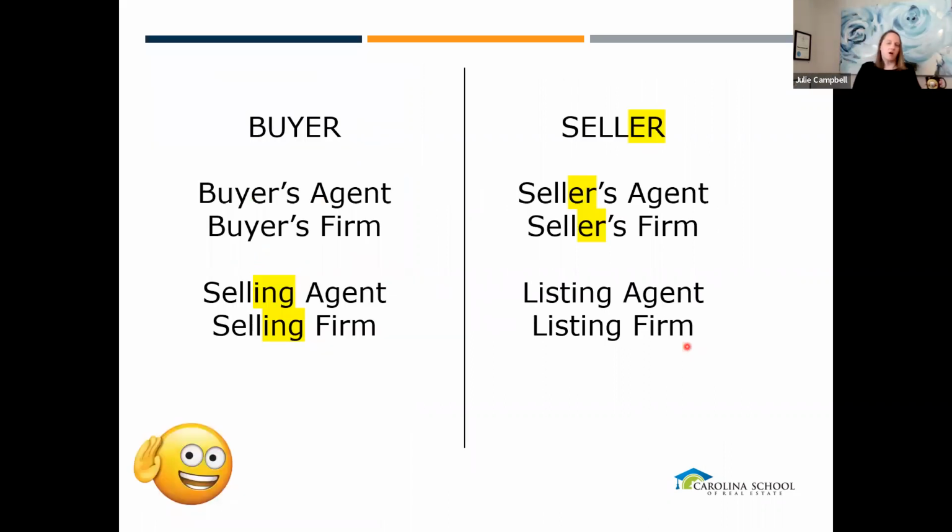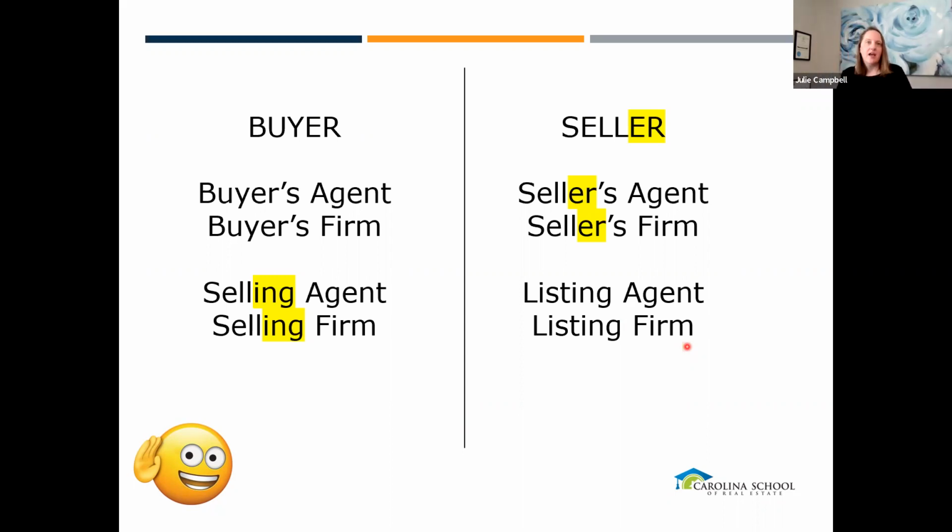Back in Unit 7, before we jump into this, we introduced you to some terminology. So this is a repeat, but we're going to use more and more of this verbiage in Unit 8, particularly when we look at the forms, the agency agreements. Those working with the buyer are referred to as either the buyer's agent or the buyer's firm. Our forms also call them the selling agent and the selling firm.